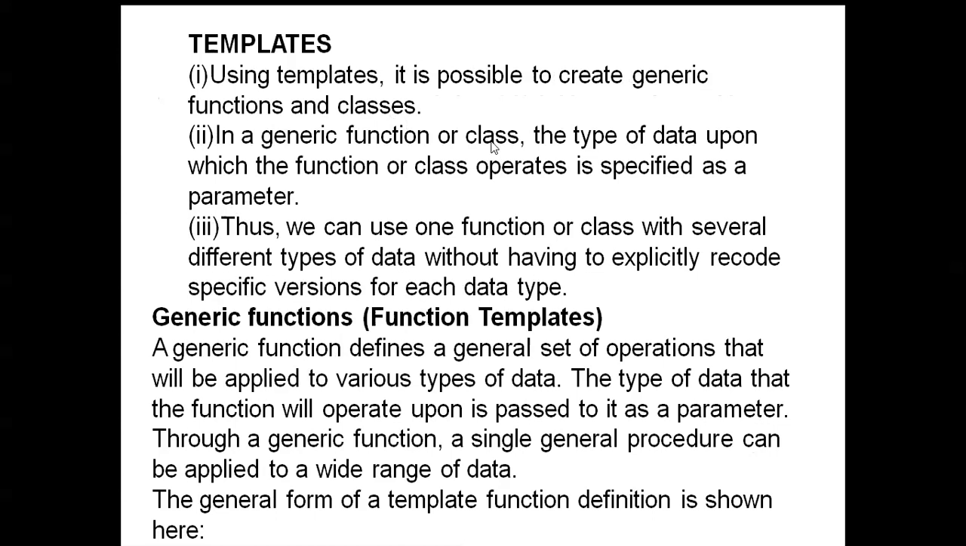In generic functions or classes, the type of data upon which the function or class operates is specified as a parameter. Thus, we can use one function or class with several different types of data without having to explicitly write specific versions for each data type.